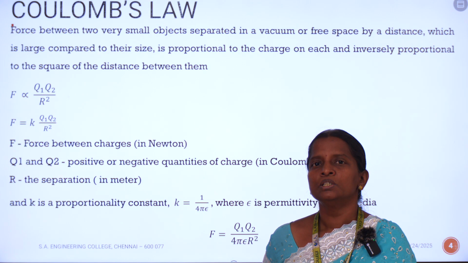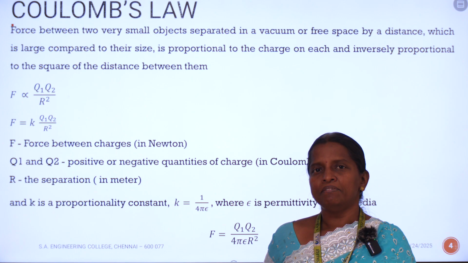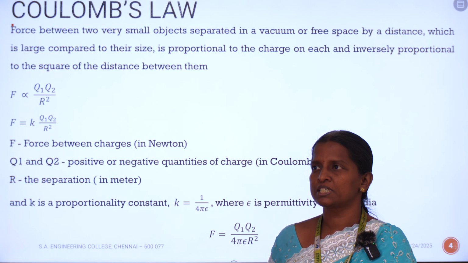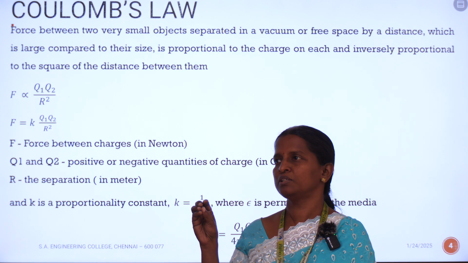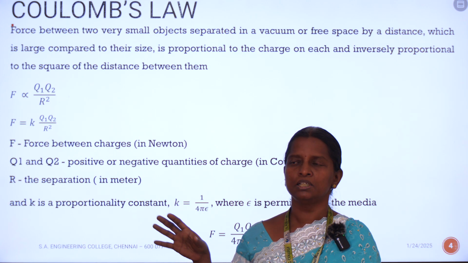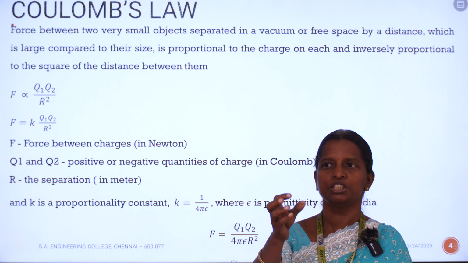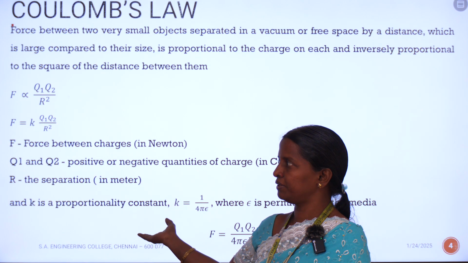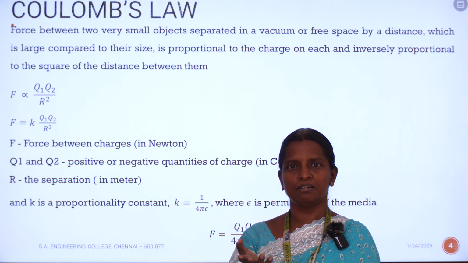Coulomb's law. If you have two charges or many charges in space, there will be many charges present. Here also there is light energy and flux lines, and you will have the magnetic field.